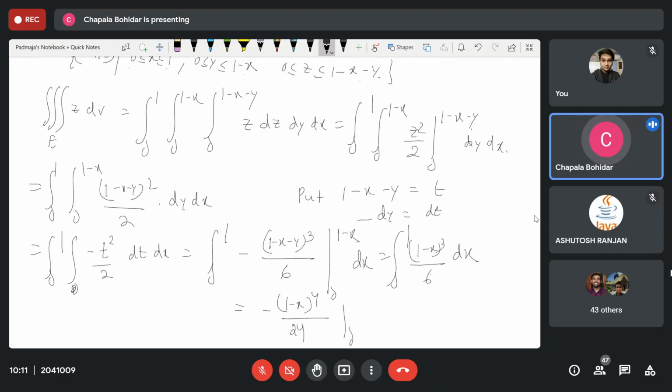The limiting value is 0 to 1. So when you put 1, we'll get 0. When you put 0, we'll get 1. So minus minus plus, my answer is 1 by 2.